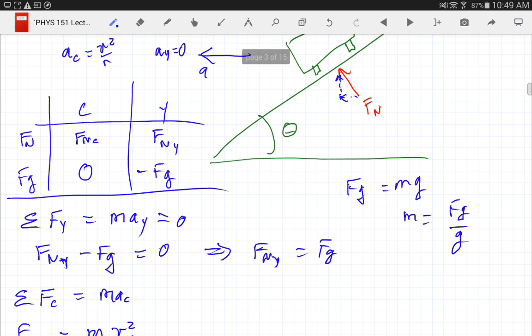And once again, force problems: free body diagram, break them into components, apply Newton's second law. You're just going to do that over and over and over with force problems.